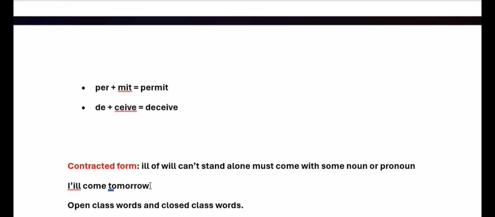I hope you have understood this. Now in the next lecture we will understand about open class words and closed class words.